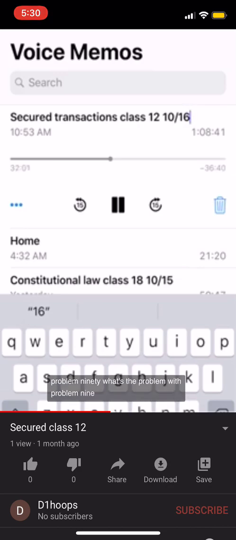Problem 90. What's the problem with problem 90? What kind of collateral are we talking about? Farm products, right? And in 9-320(a), what's the exception to the buyer in the ordinary course rule? What's the exception? Buyers of farm products do not get the benefit of the buyer in the ordinary course protection.